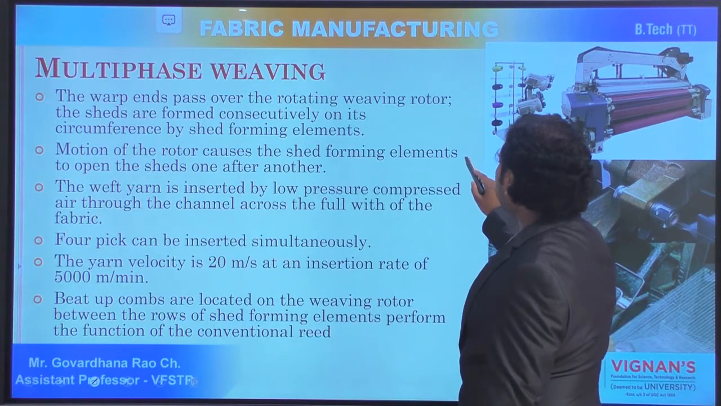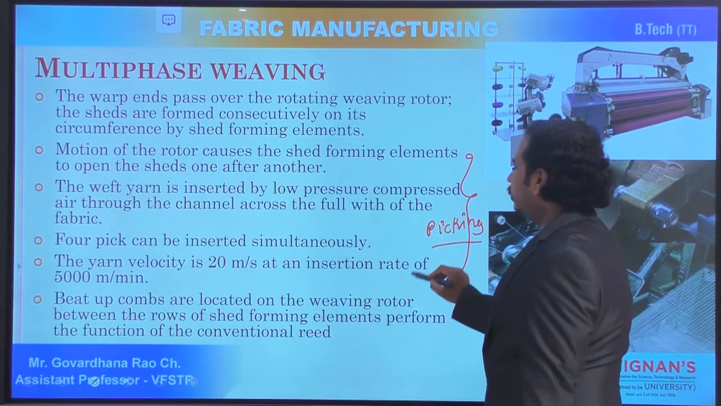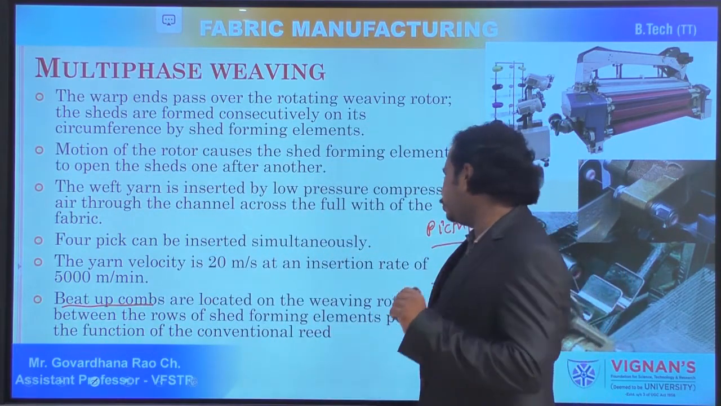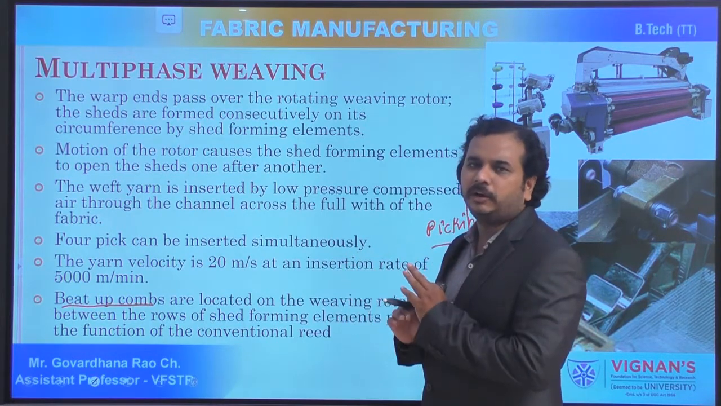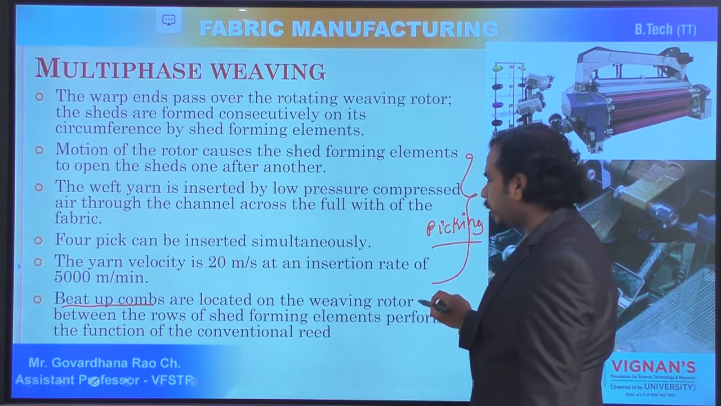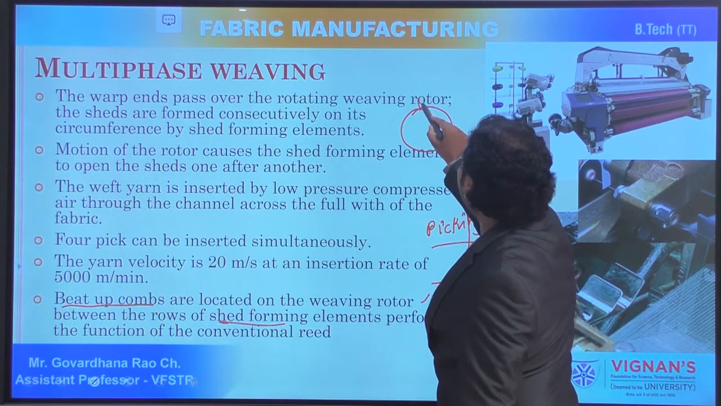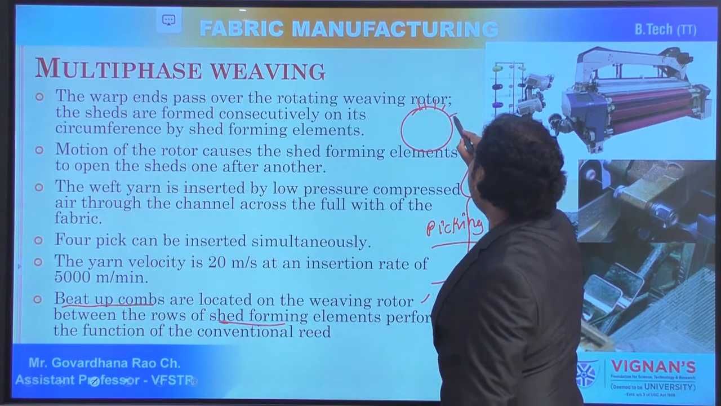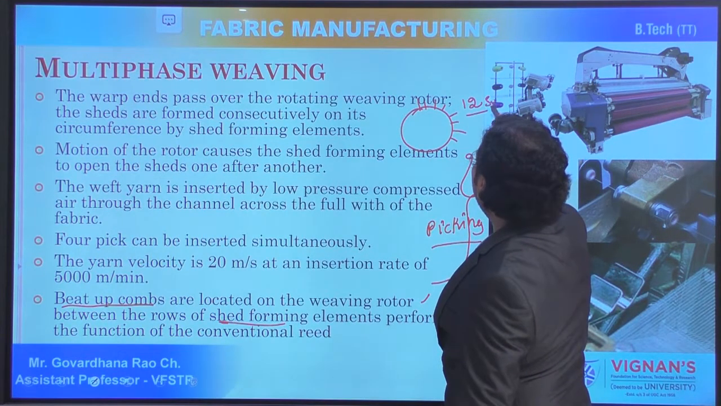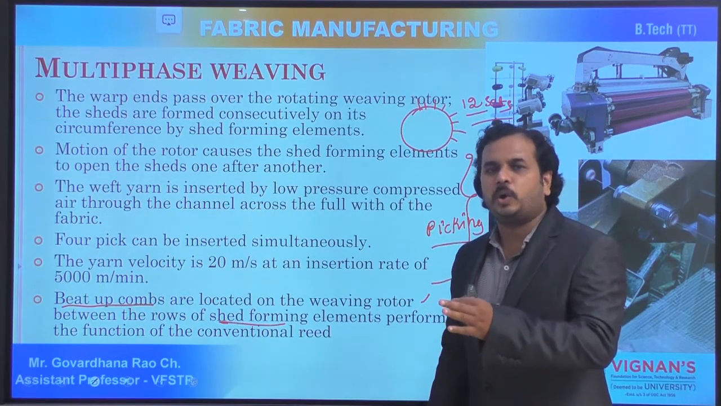Now up to this, what is completed? The picking is completed. After picking, there are beat up combs, that is, beat up elements. These are simple elements which are going to beat the newly inserted weft yarn to the fell of the cloth. So you can see here, the beat up combs are located on the weaving rotor between the rows of shed forming elements. As I told, there is a rotor, shed forming element, beat up element, shed forming element, beating element, and so on. Like that, we have 12 sets of shed forming elements and beat up elements. Every shed forming element is followed by a beat up element.